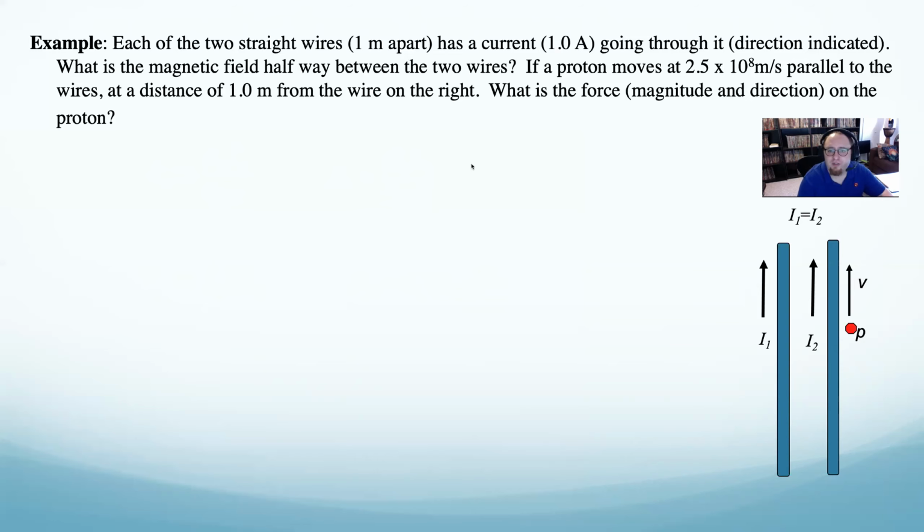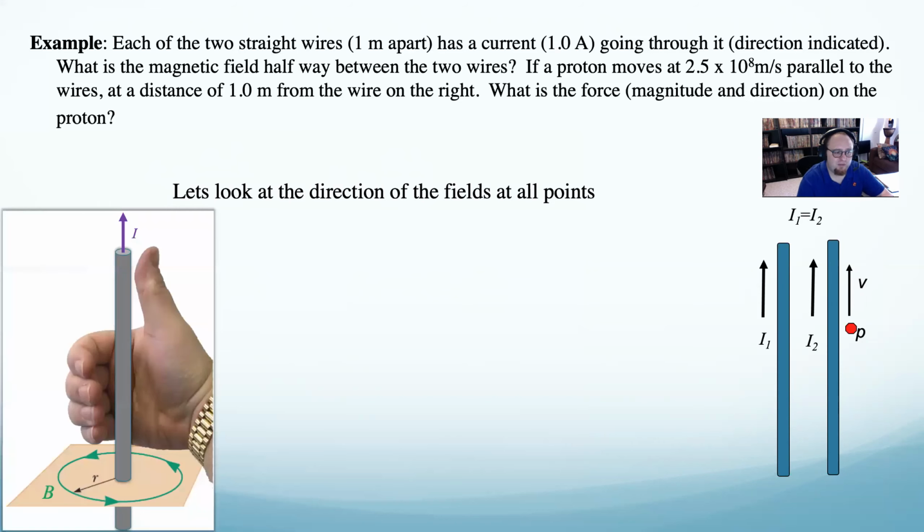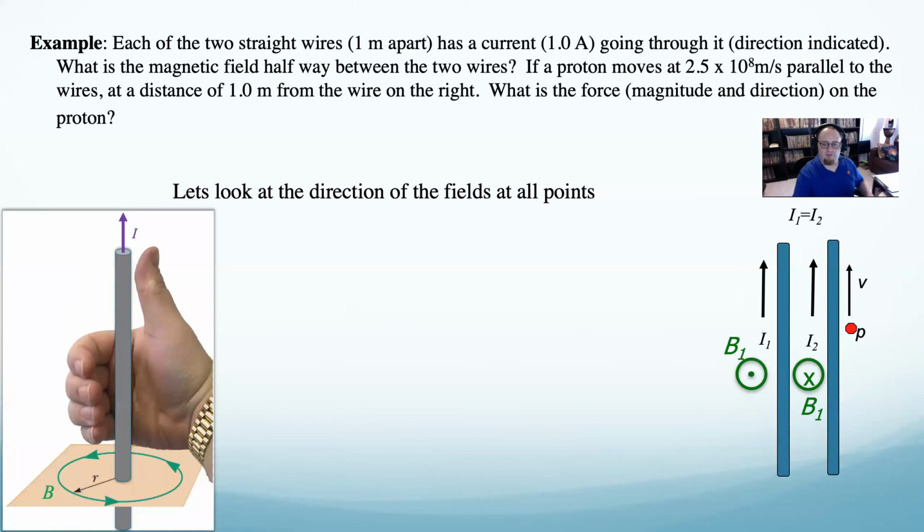Now, this only asks for the magnetic field between them, but let's look at the magnetic field everywhere. If I want to find the magnetic field, I will use my right-hand rule. Let's start with the first one. On the first one, if I do the right-hand rule, bring my thumb in the direction of the current, I'd say on the left side, that's out of the page. On the right side, that's into the page.